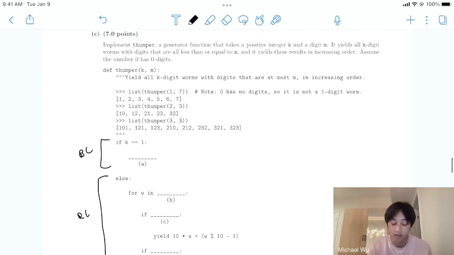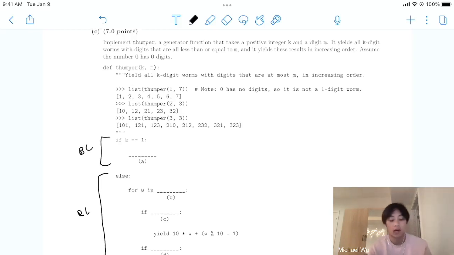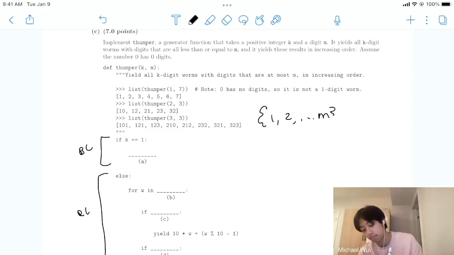Now our base case. So if k is equal to 1, that means we're yielding all 1-digit worms with digits that are at most m. So that means we want to yield all the digits starting from 1 all the way up to m. And the reason why we don't start from 0 is because it says in the problem that we want to assume the number 0 has 0 digits.